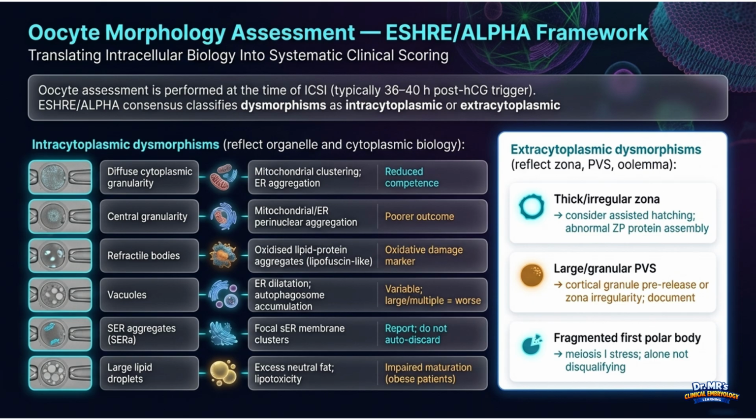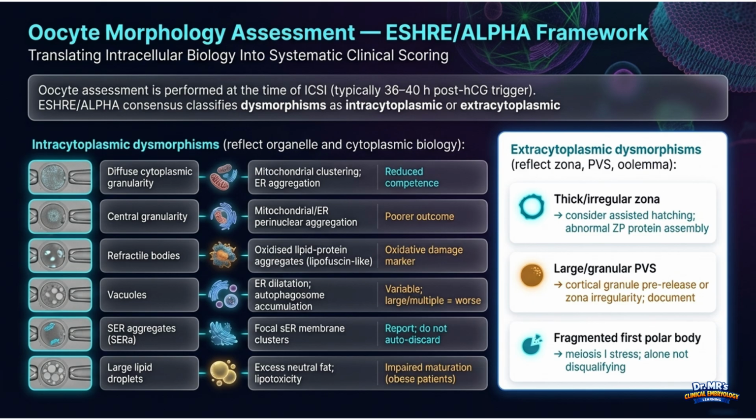What about large lipid droplets? I know we see these more frequently in oocytes from patients with high BMI or metabolic syndrome. Yes, large lipid droplets indicate an excess accumulation of neutral lipids, specifically triglycerides. While a certain amount of lipid is normal and used for energy, massive droplets indicate lipotoxicity. What does that do? The excess lipids induce endoplasmic reticulum stress and trigger apoptotic pathways, severely impairing the oocyte's ability to mature or survive fertilization.